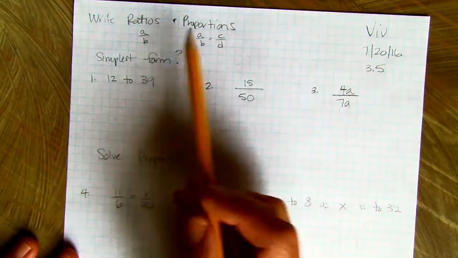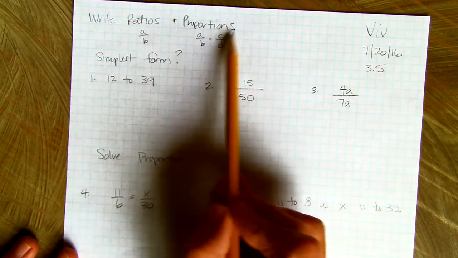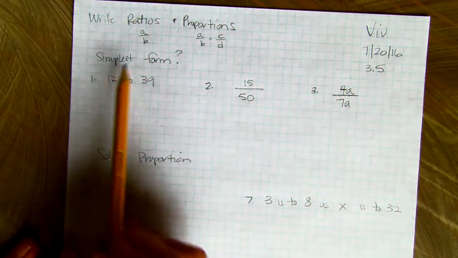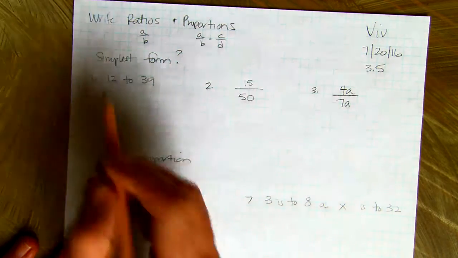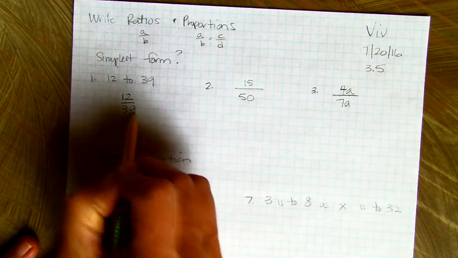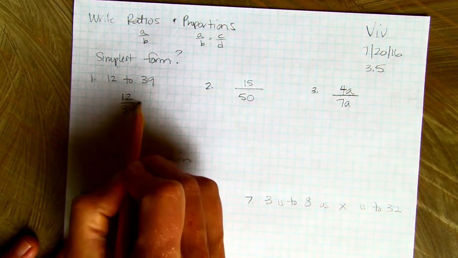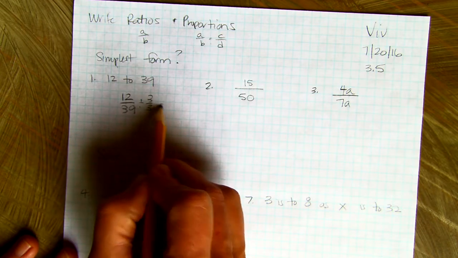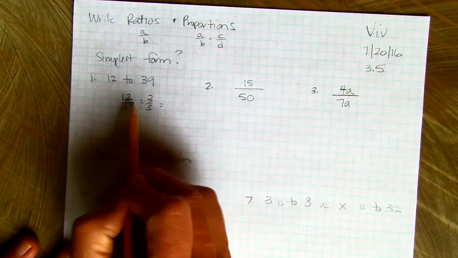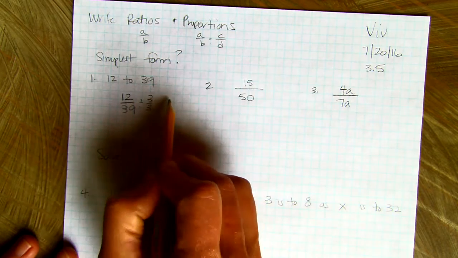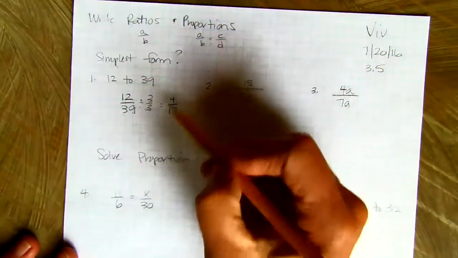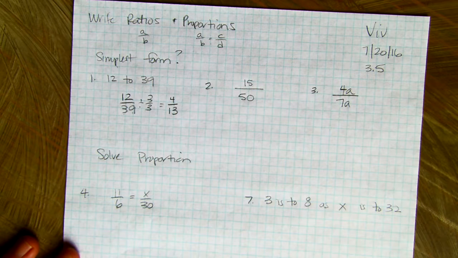So a ratio, another word for ratio is a fraction, A over B. A proportion is an equation between two ratios. And if you're asked to put it in simplest form, it basically means to reduce the fraction. You would see that both of these are divisible by 3. The whole idea behind this is I'm really just dividing by 1 if I divide by 3 over 3. And 12 divided by 3 is 4, and 39 divided by 3 is 13. So now that's in simplest form.